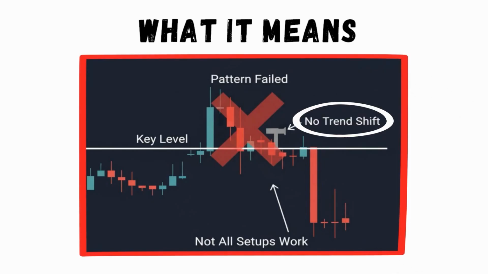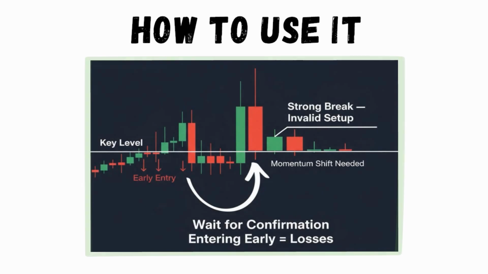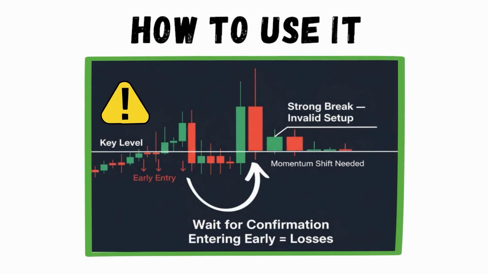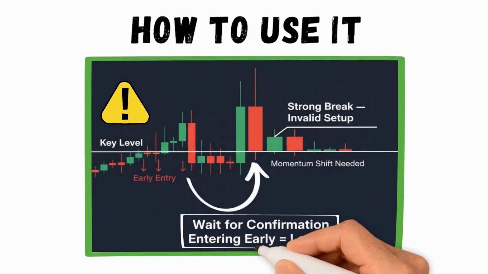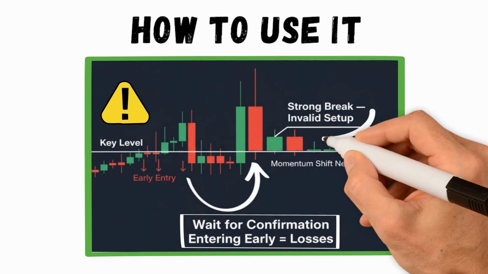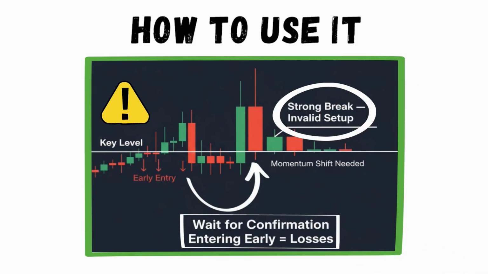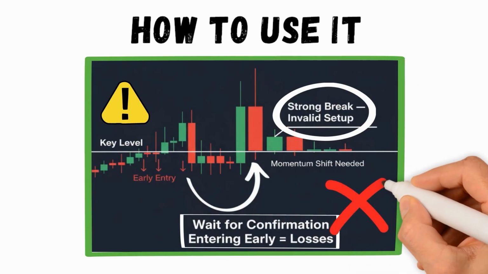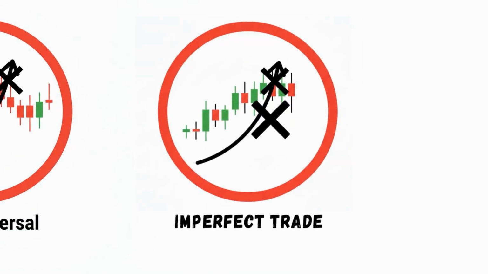If there's no trend shift, the pattern is likely to fail. How to use it. Never enter just because you see a rejection. Always wait for a confirmed shift in momentum or structure. If price breaks below the pattern with a strong candle, step aside. That setup is invalid. Imperfect trade.